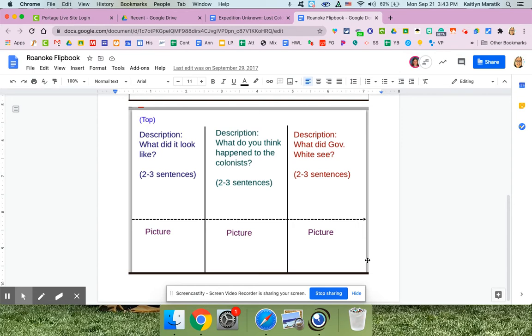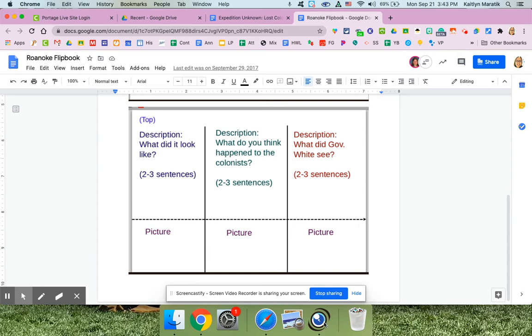Note, it says 2 to 3 sentences. We're not just looking for one-word short answers, like full sentences saying when the colonists arrived at Roanoke, it looked like. What do you think happened to the colonists? I think that this happened to the colonists when Governor White left. Description, what did Governor White see? When Governor White arrived back, he saw. Something like that. You don't have to use that word for word, but we want full sentences. We're looking for at least 2, if not 3 sentences. Make this really nice. Explain your ideas.